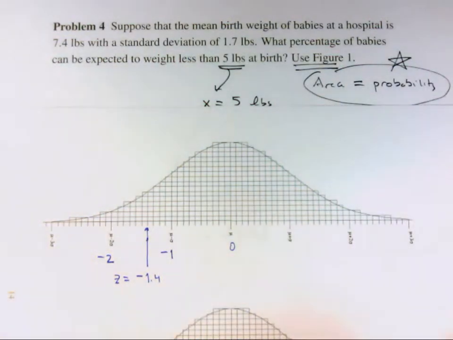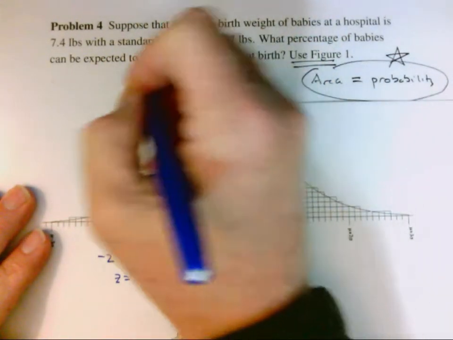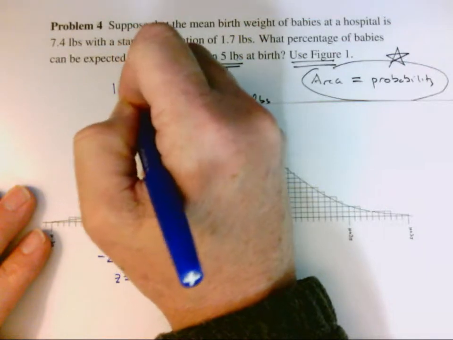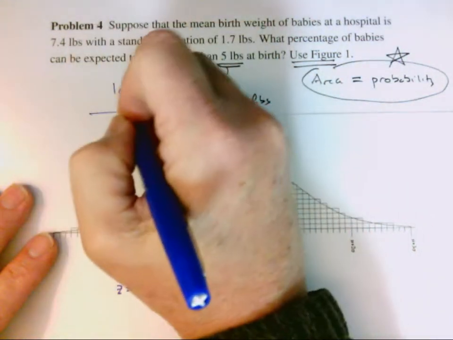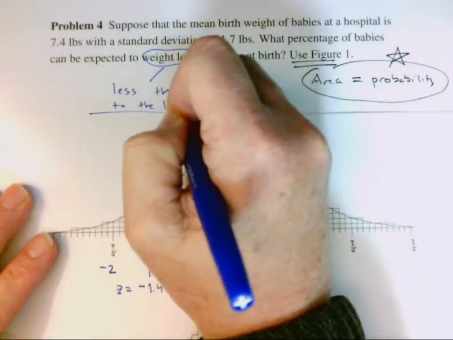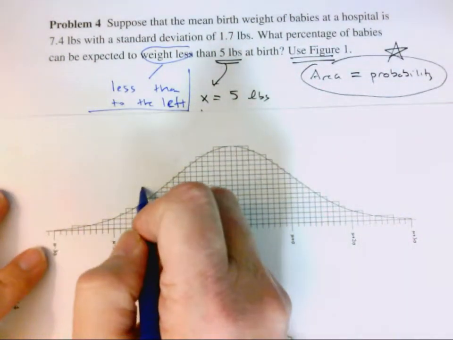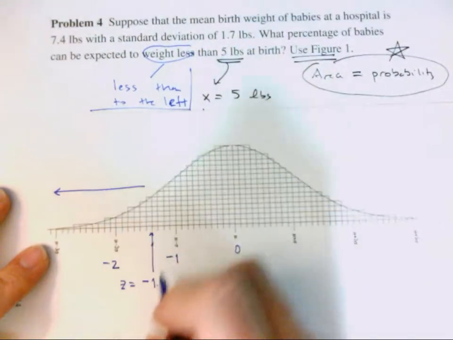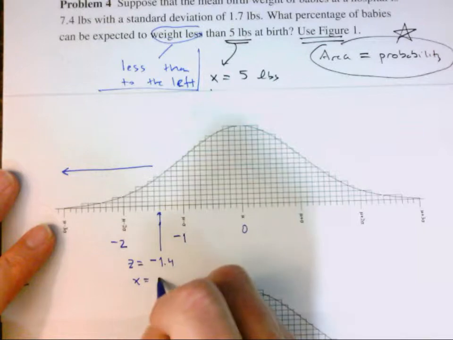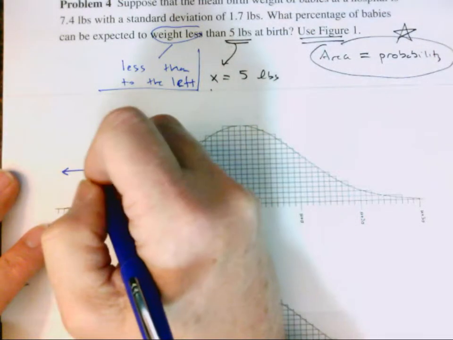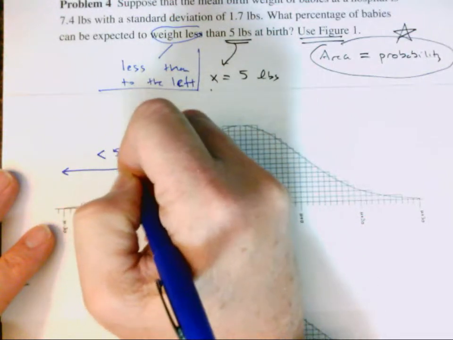And we were asking what percentage of babies weigh less than that. So weigh less, that means that we want to be less than. So we want to be to the left. In other words, we want to be over here. So z equals negative 1.4. That corresponds to x equals 5 pounds. So these are going to be less than 5 pounds over here.